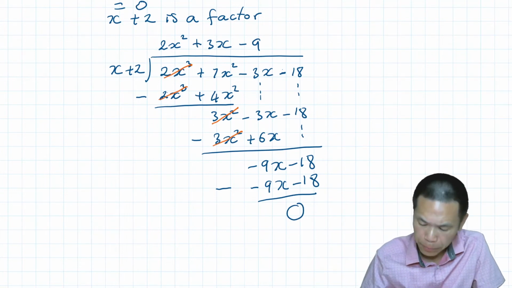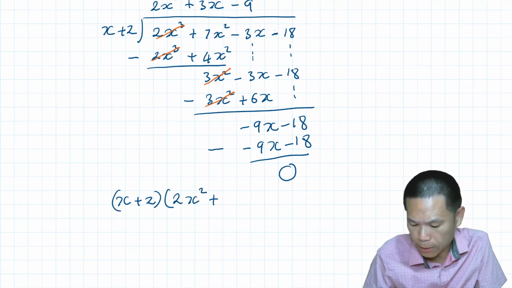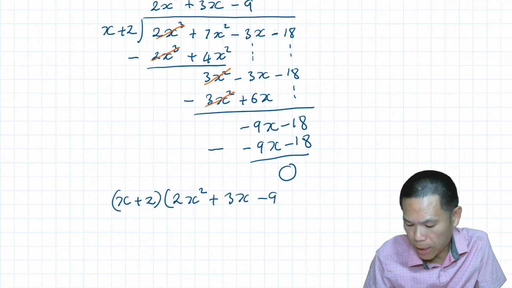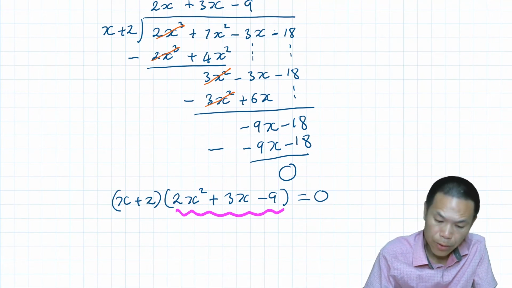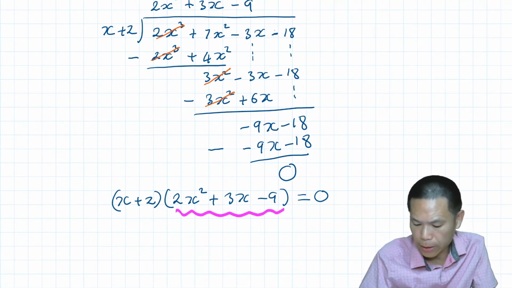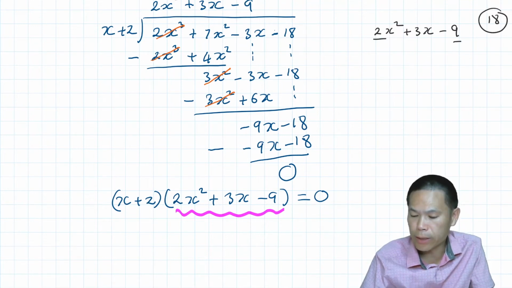So that is x plus 2 and 2x squared plus 3x minus 9 is equal to 0. Now we need to factorize this further. So this one here is 2x squared plus 3x minus 9. So 2 times 9 is 18. So just write this down.